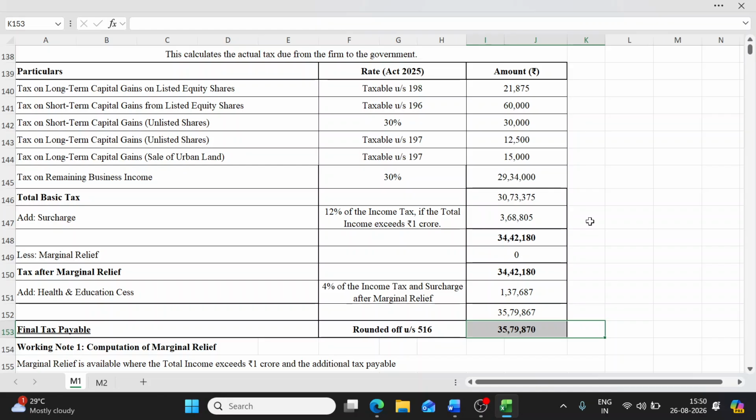So this is the problem. I think I have covered everything. I have tried to explain as many provisions as possible related to this particular topic.